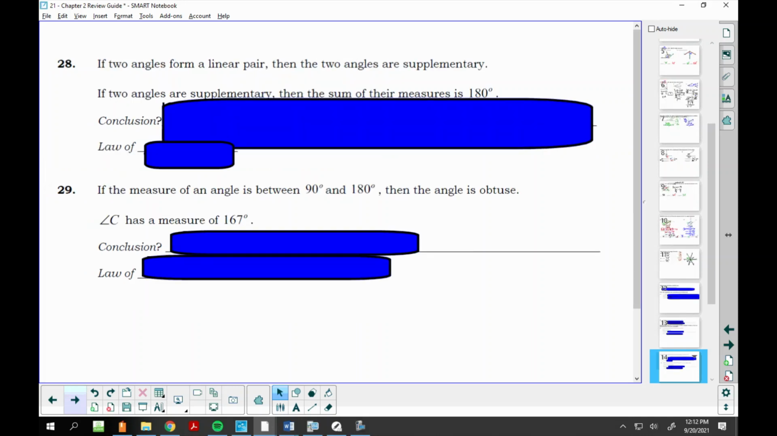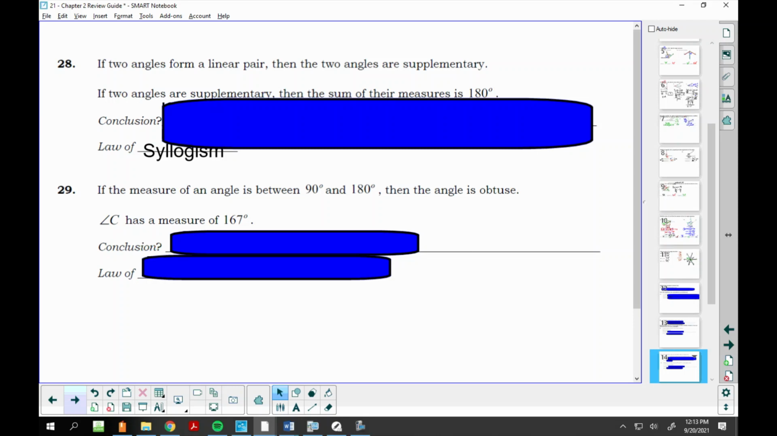All right, if two angles form a linear pair, right, we studied this, then the two angles are supplementary. That's true. Then we also learned that if two angles are supplementary, then the sum of their measures is 180. So that's why we know that linear pairs have a sum of 180. So this is law of syllogism. We had two if-then statements. Law of syllogism, you start with two if-then statements.